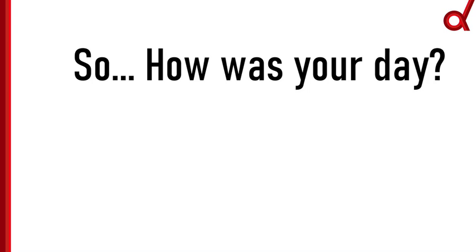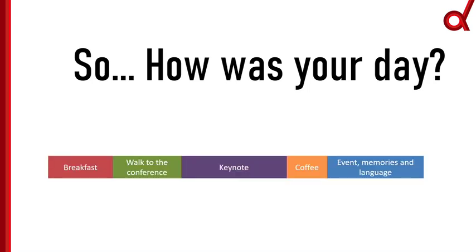Probably as you're thinking about this, you're recalling specific events that happened in your day. Maybe you had breakfast this morning, walked over to the conference, went to the keynote lecture, grabbed some coffee, and now you're here. This is a characteristic feature of how we process the continuous stream of information that comes in through our senses: we chunk it into meaningful units, or events. And this has a lot of advantages for how we memorize and process information.